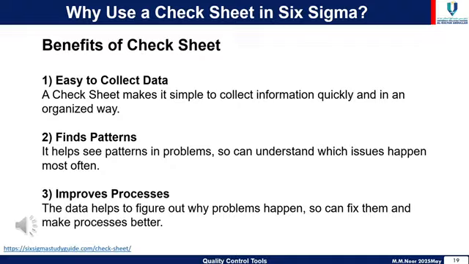Next part is why use a check sheet in Six Sigma. Benefits of a check sheet. There are 3 main points. Firstly, easy to collect data. A check sheet makes it simple to collect information quickly and in an organized way. Second, it finds patterns. It helps see patterns in problems so you can understand which issues happen more often. Third, it improves process. The data help to figure out why problems happen so you can fix them and make the process better.